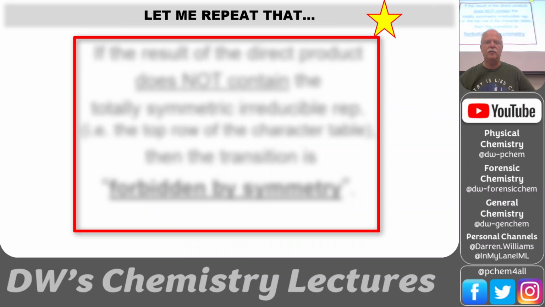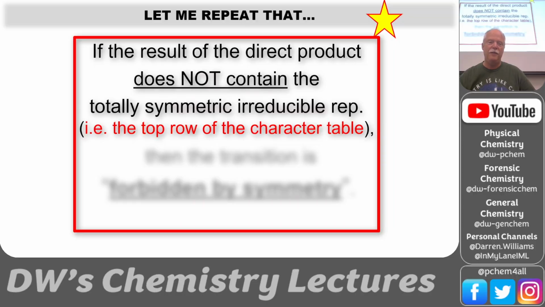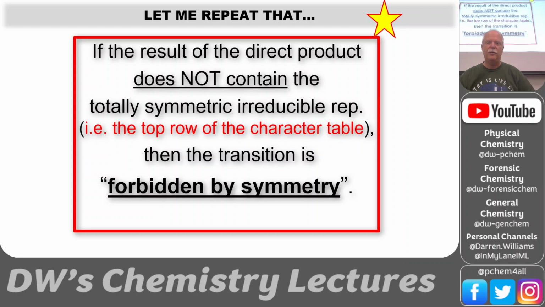So let me emphasize this, so importantly. If the result of the direct product table does not contain the totally symmetric irreducible representation, in other words, that top row of the character table, then the transition is forbidden by symmetry. But even though the photon of light matches the difference between those energy levels, if the wave function symmetries don't allow that transition, then the light will go right through. Okay, it might slow down, it might interact instantaneously, like the electrons oscillate or whatever, but it's not going to absorb that photon. So it'll go right through.